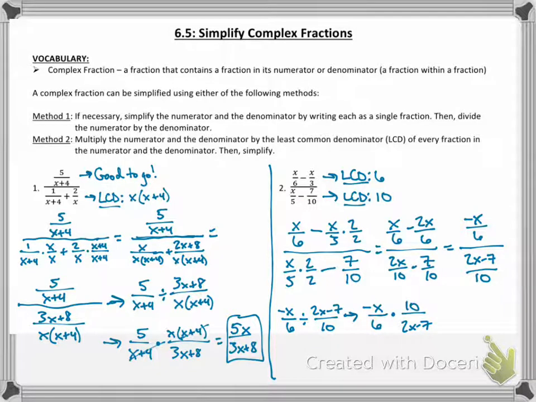Now, there's not a whole lot we're going to be able to simplify here. The only thing we can really do is look at the 10 and the 6. We can divide a 2 out of each, make it 5 over 3. So I can rewrite this as negative 5x on top, 3 times 2x minus 7 on the bottom. And that's really as far as that problem is going to go.